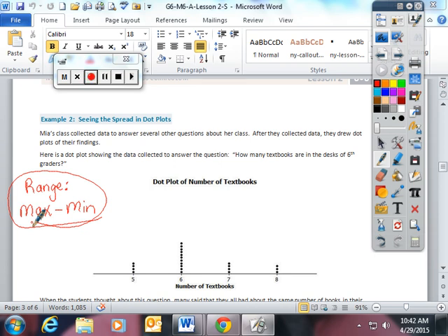So Mia asked people how many textbooks are in the desks of sixth graders. The lowest number of textbooks in the desks of sixth graders is 5. And the highest amount is 8. If we calculated the range for this spread, it has a range of 3, which is not a very varied spread. You only have a couple of numbers in our data here.